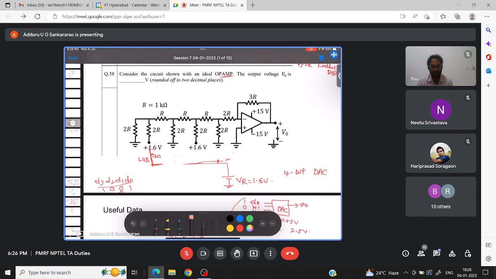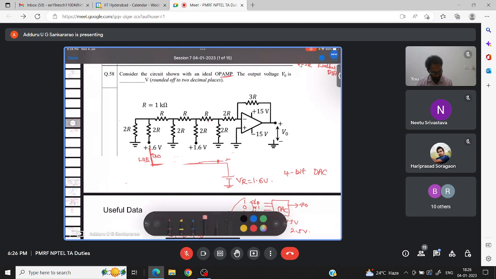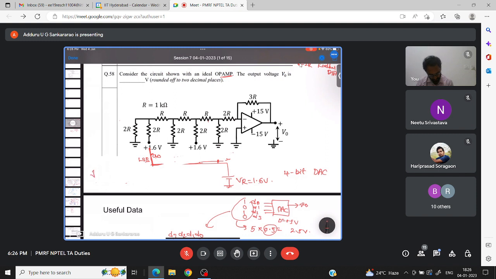In this case, if you see here in this DAC, D3, D2, D1, D0 is what? MSB is 0, they have given, because MSB is connected to ground. This is D3 and this is D2. D2 is 1 they have given. And this is D1. D1 is connected to ground, 0 they have given. And this is LSB. D0 is 1. That is connected to VR. So this is something like this.